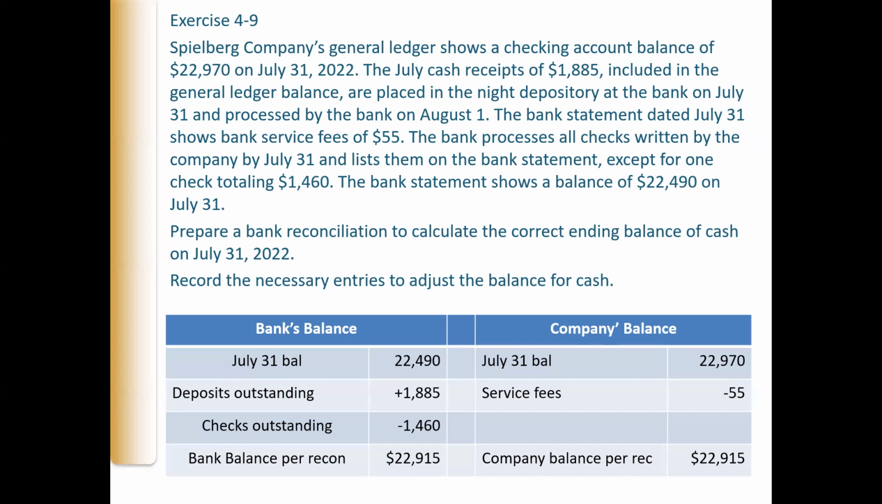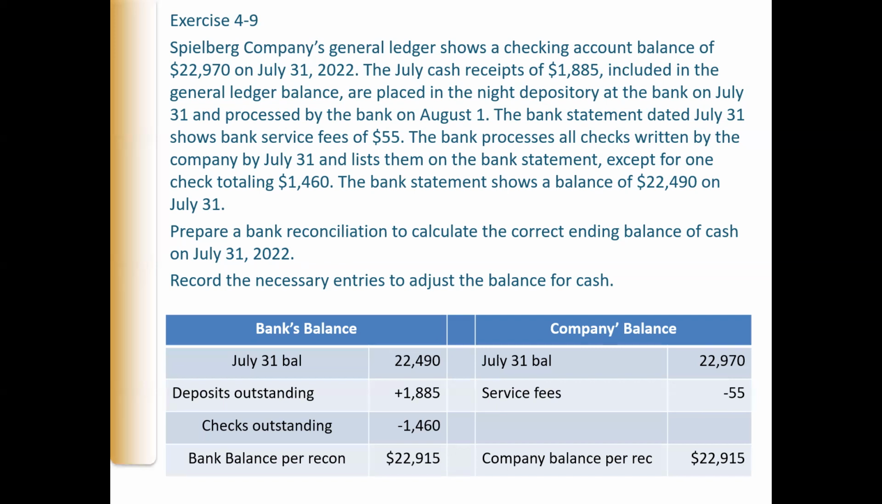The deposits outstanding tells us that the July cash receipts of $1,885 included in the general ledger balance got placed in the night depository at the bank on July 31st, but it didn't get processed by the bank until August 1st. So we know it didn't hit the bank statement in July. Therefore, we need to add that $1,885 deposit outstanding to the bank. The company has it recorded, but the bank doesn't.